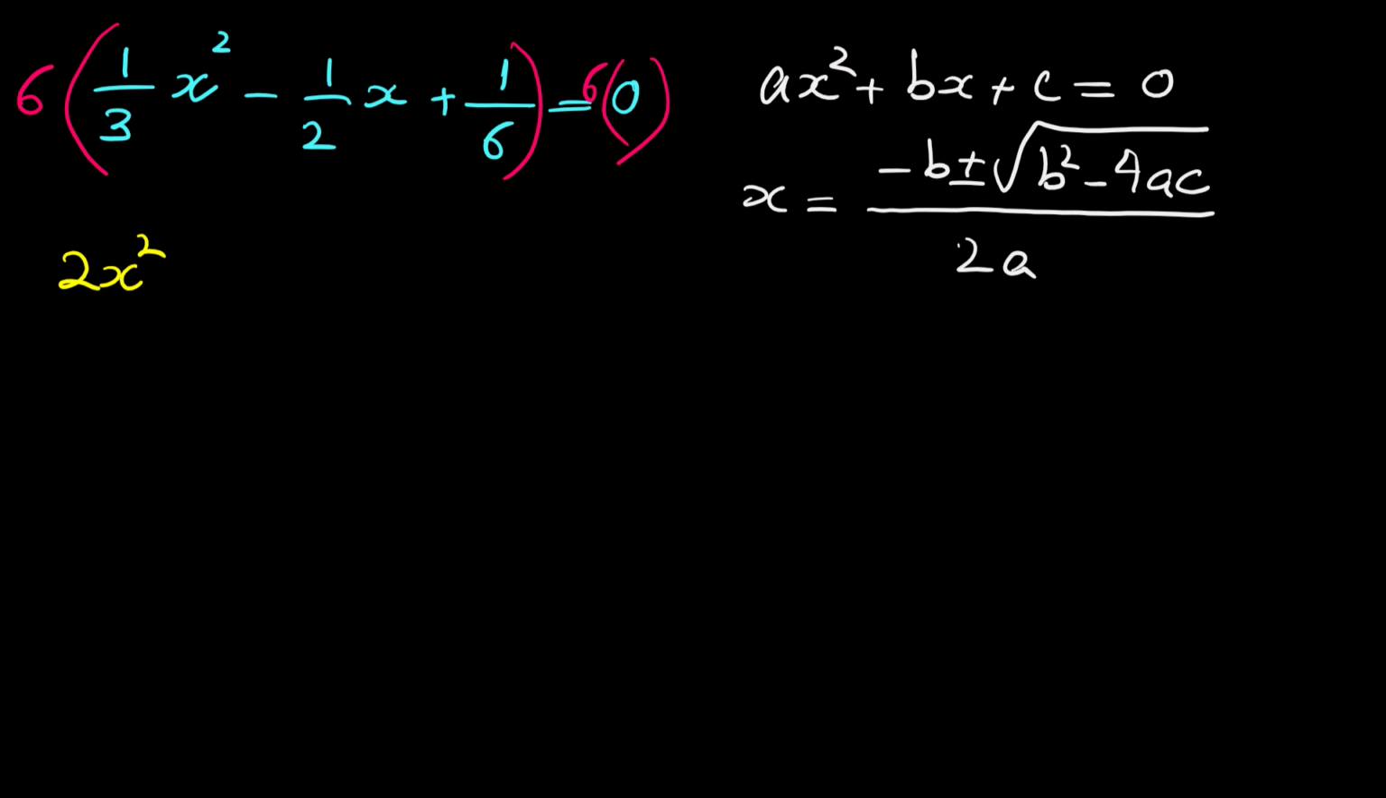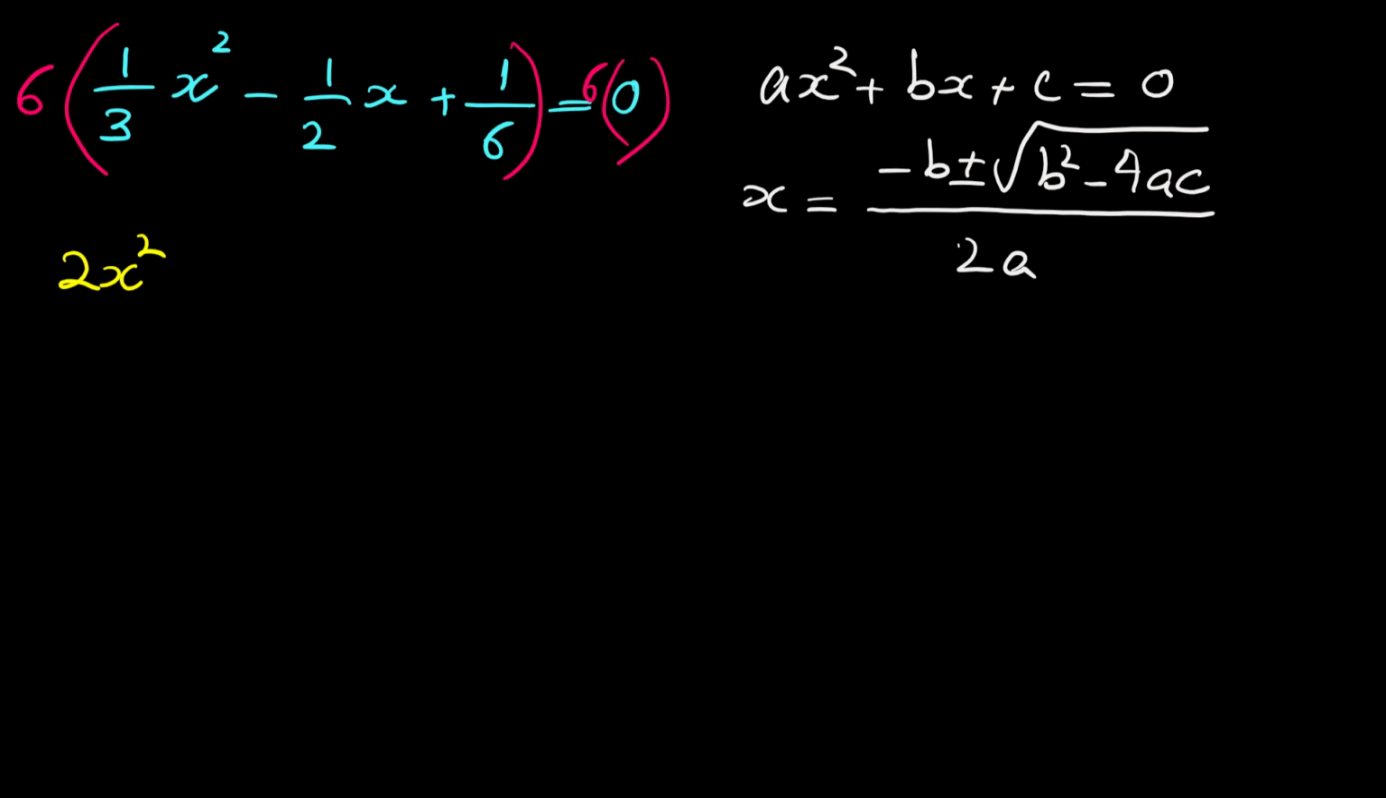But the better way that you can get 2x to the 2 is, when you want to multiply 6 by 1/3 x to the 2, the better way is to simplify numerator with denominator immediately. 6 cancels with 3 and we have a 2 here. 2x to the 2. It's the same answer, but this way is better. So 6 times 1/3 x to the 2 is 2x to the 2.